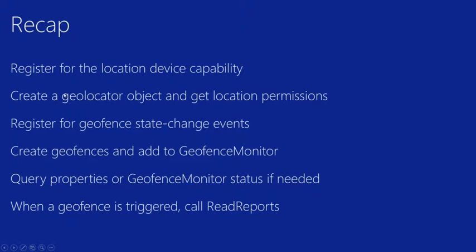So let's go ahead and recap what we just covered. For geofencing, you must register for the location device capability, create a geolocator object, and then get location permission from the user. Once you've done that, you need to register for geofence state changed events such that when a user enters or exits a fence or a fence is removed, you actually get notified. You create geofences, you add them to the geofence monitor, and you can also query properties on the geofence monitor if desired. Whenever a geofence is triggered, you simply call read reports and perform whatever app functionality your app needs.